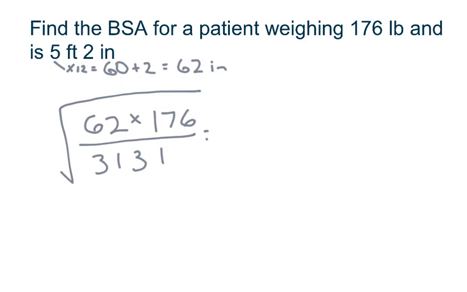Okay. So hit equals every time. So 62 times 176 equals, divided by 3131 equals, then hit the square root button, and I get 1.866. And since it's greater than 1, we're going to round to the tenths place, and the 6 makes the 8 go up to a 9. So I've got 1.9 meters squared.